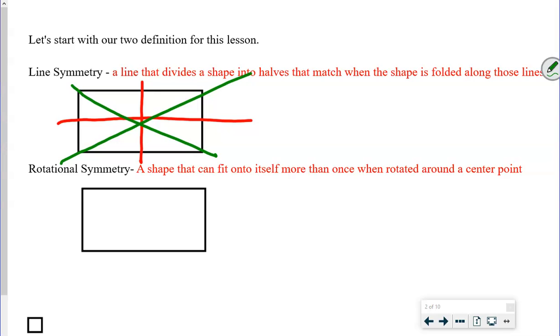Now, if we talk about rotational symmetry, it's a shape that can fit onto itself more than once when rotating around a center point. So basically, we're going to take a point in the center like this, and we're going to start rotating this. The only rotation here is 180 degrees. Like if we had this as side A and this is B, then if we rotate it 180 degrees around, then obviously B becomes A and A becomes B, right? And if we rotate it again, that would be 360 degrees. We're not going to go that high, but this would have one rotation, okay?